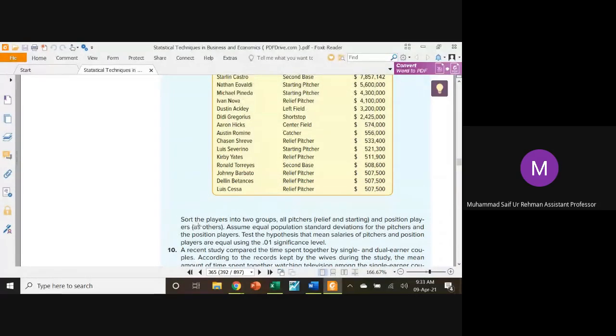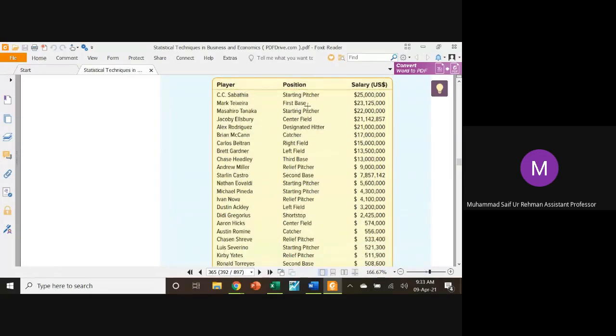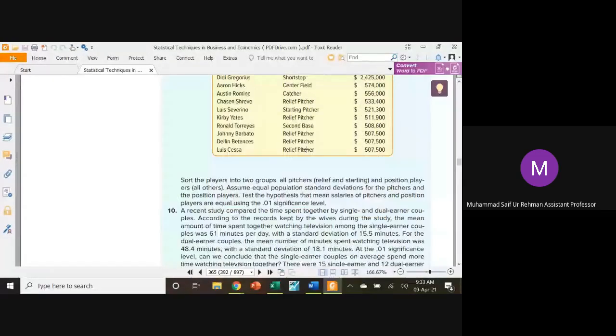So you will sort the players into two groups, one for pitchers and one for the remaining. In the remaining group, all those values where pitcher is not there will be written. And then the remaining question will be solved just like the self-review. Can you do it?